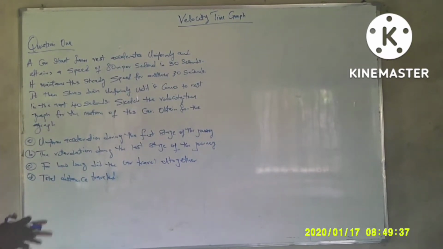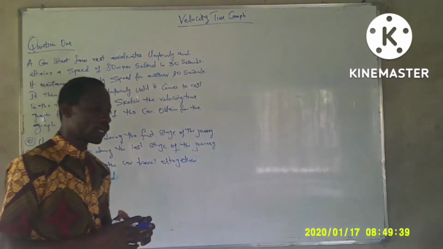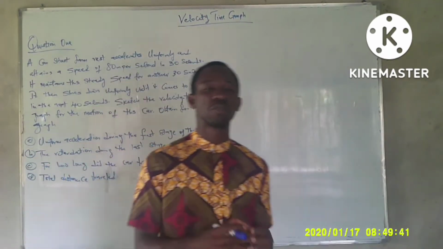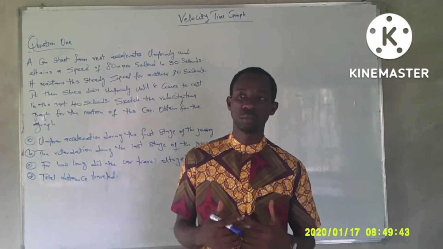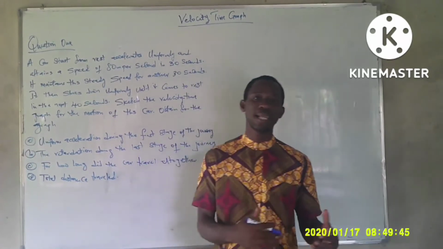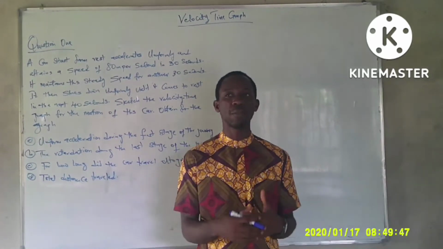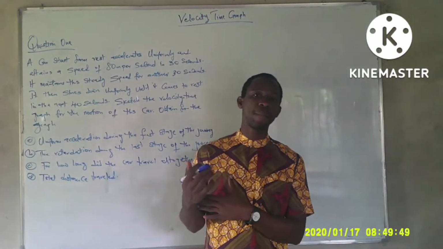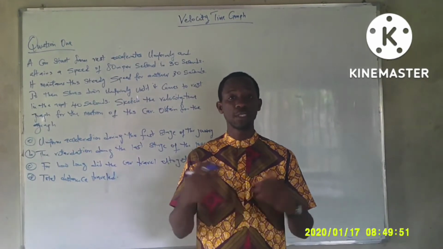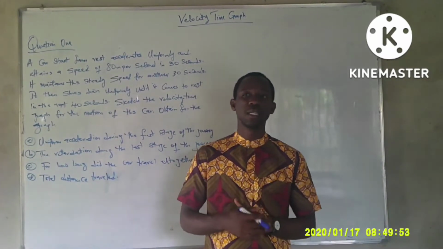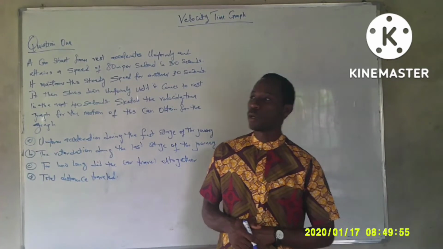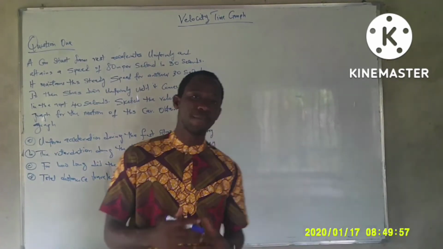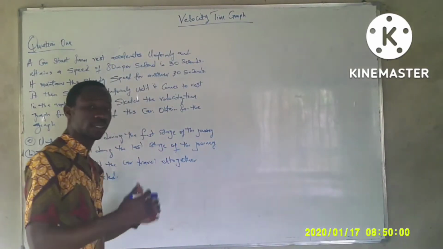So the velocity time graph is just a diagrammatic or graphical representation of motion. There are some analytical forms using the calculations and the formula. But this one is a method of solving the motion questions using the graph, and we call it the velocity time graph. And a velocity time graph is a graph of velocity against time.